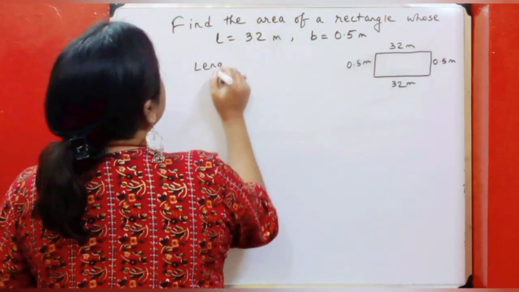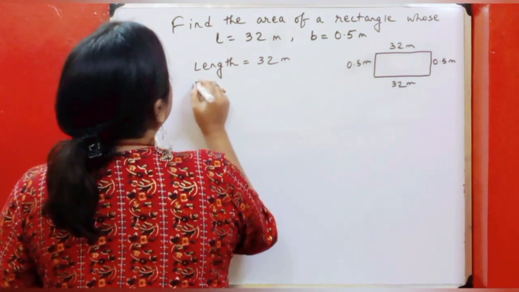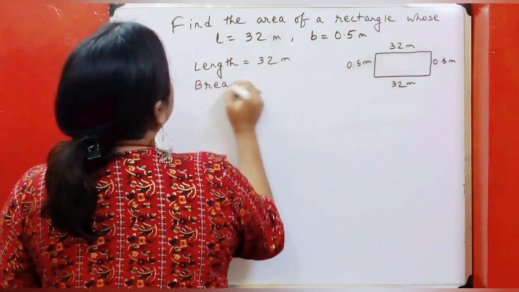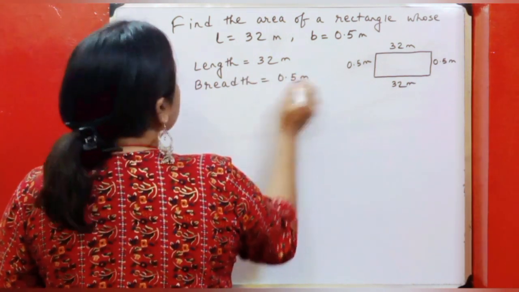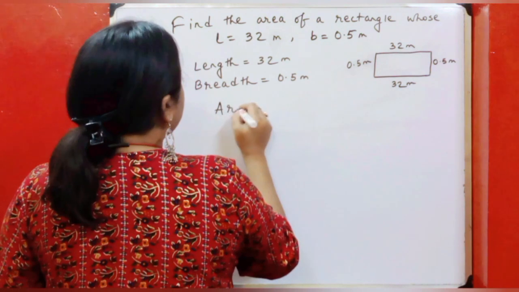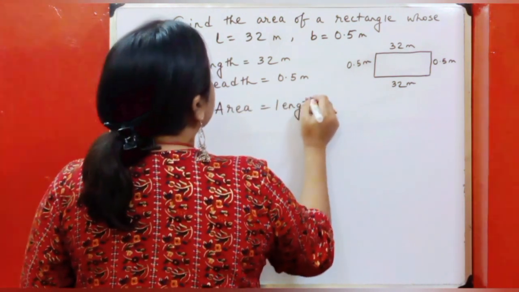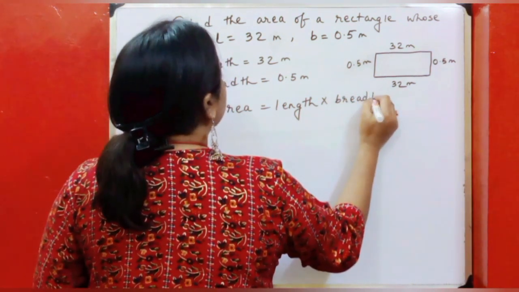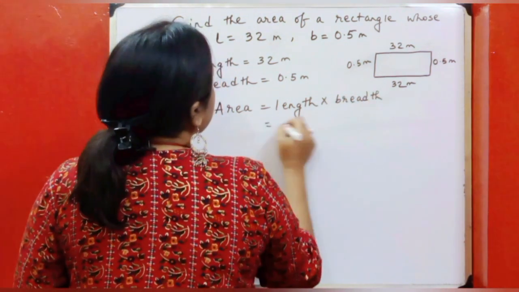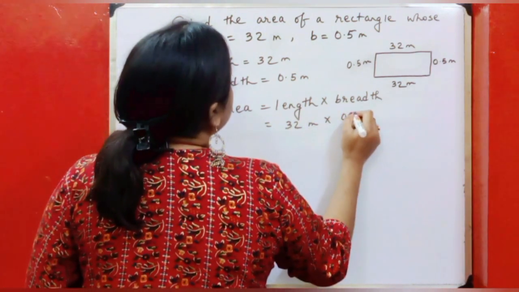So length is equal to 32 meter, breadth is equal to 0.5 meter. Area, how to find out the area of a rectangle? There is a formula. Please watch all the videos of mensuration that I've uploaded on my YouTube channel. Watch the playlist, please. So it's just multiplication, length by breadth.